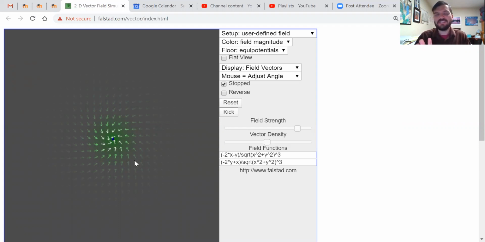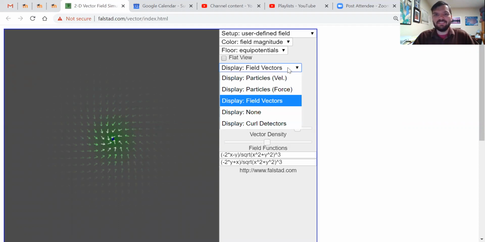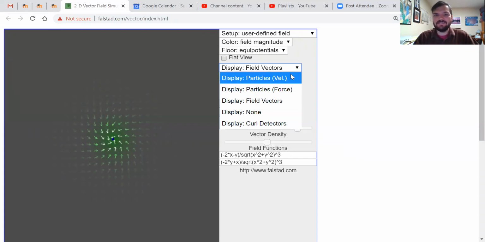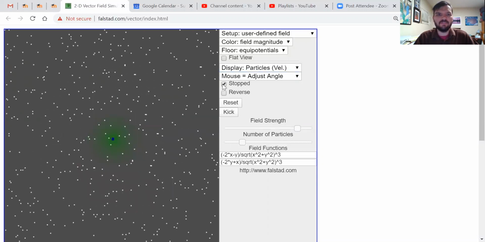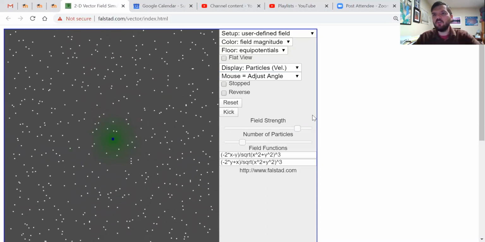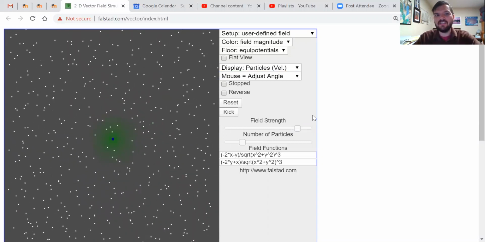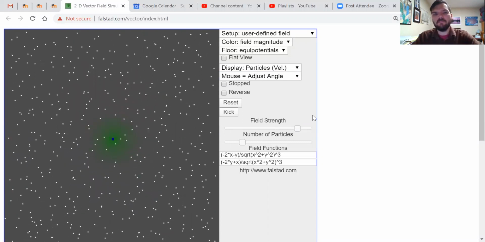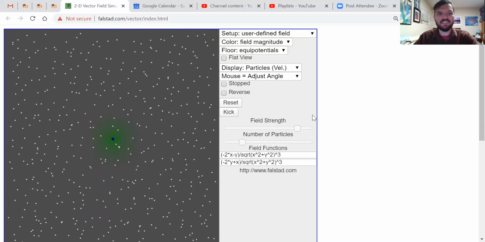Now, what's cool about this app, this is by Falstad, is that you can animate it. So let's throw some particles on there that are following these paths. Okay, and let it go. And now you can see how that slow pull in on the exterior is far outweighed by the ejection of particles towards the center.